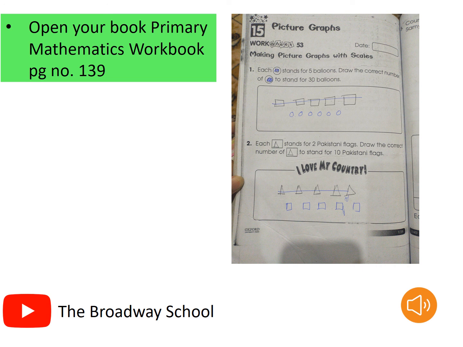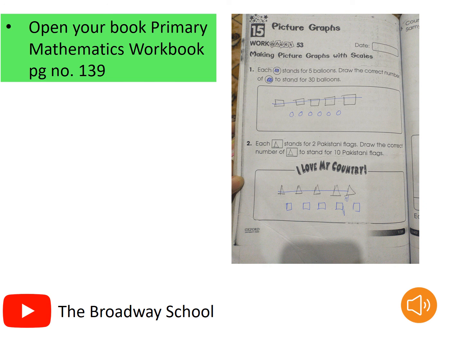Okay, if each circle stands for 5 balloons, and we are going to draw 6 circles, then 5 multiplied by 6 is equal to 30. So you need to draw in the box given below 6 circles. So they are going to be equivalent to 30 balloons.